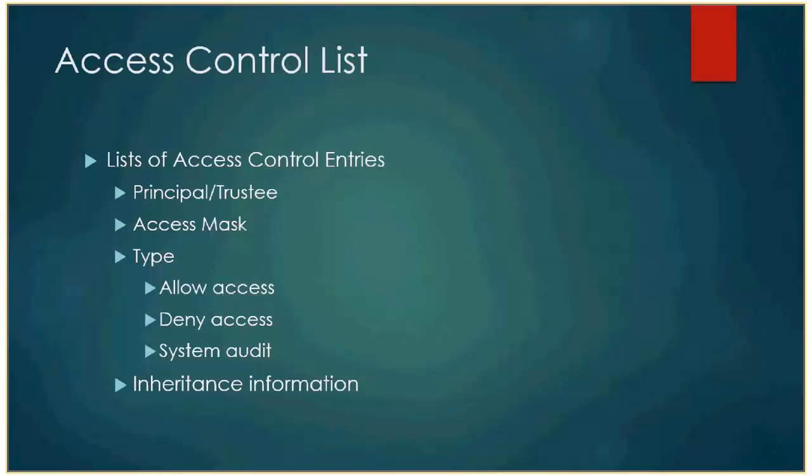The ACE also has a type. There are two types allowed in a DACL: allow access and deny access. And there's one that's allowed in a SACL. That's a system audit type. Each ACE also contains inheritance information. That mostly applies to things that have a hierarchy, like a folder, where children under the folder, such as subfolders or sub-files, can inherit the information from their parent.